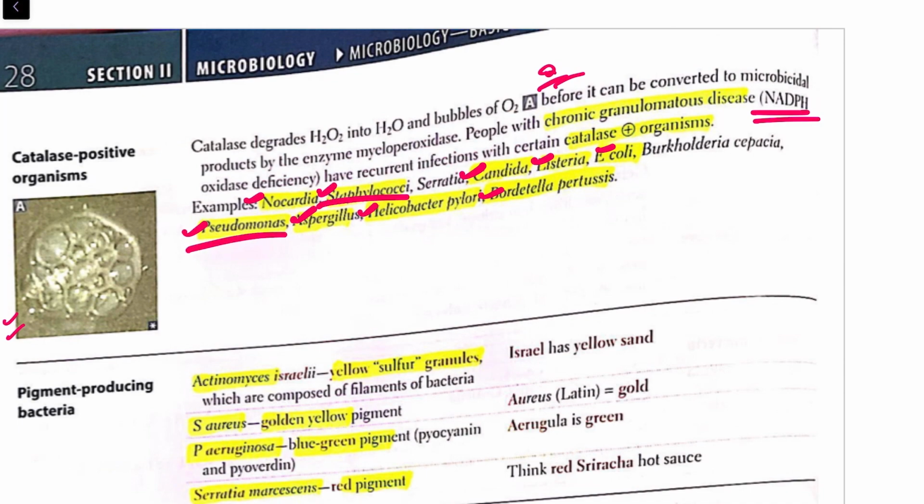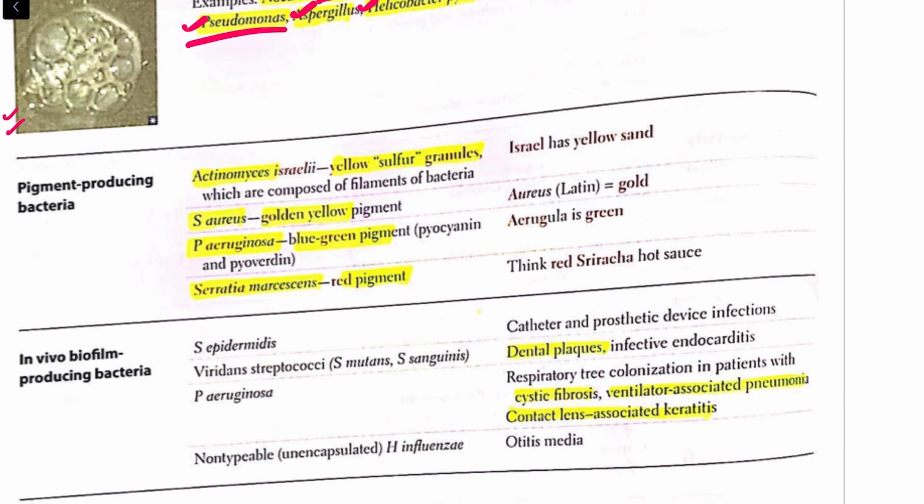Then pigment producing bacteria. First is Actinomyces israelii. It has yellow sulfur granules. Everybody knows S. aureus has golden yellow pigment, so we say oiled paint colony. Then Pseudomonas aeruginosa has pyocyanin and pyoverdin, which are blue-green pigments, and Serratia marcescens has red pigment. Serratia, Sriracha, so Sriracha is red.